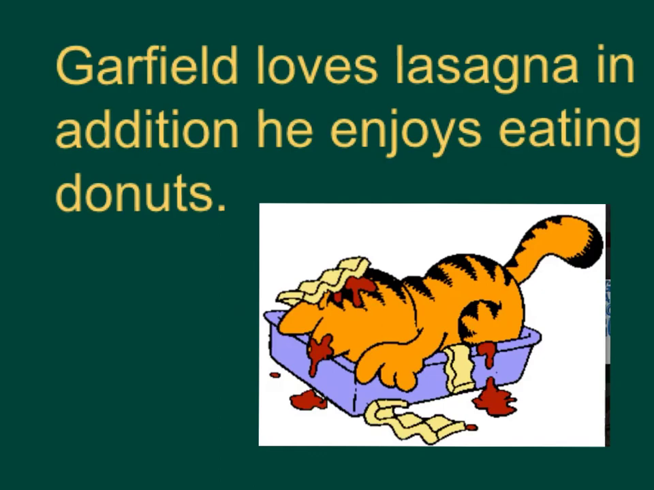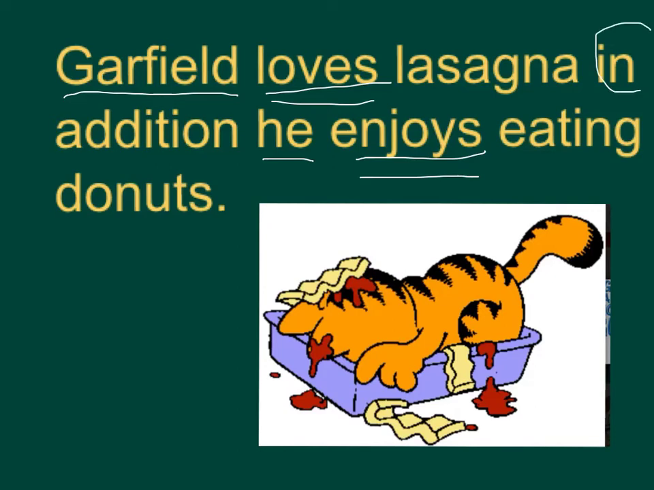Here we have a sample of a compound sentence using a conjunctive adverb, and we'll first identify the subject and verb. Garfield is the subject, and loves is the verb. And then, in the second half, he is the subject, and enjoys is the verb. Now, the conjunctive adverb is in addition. So we're circling that.